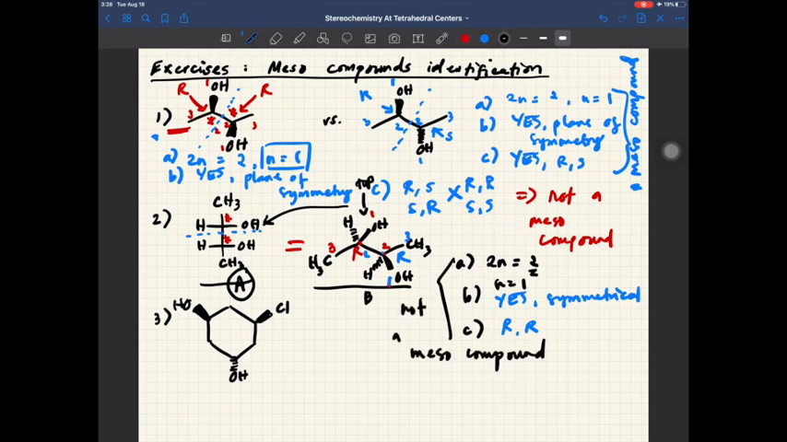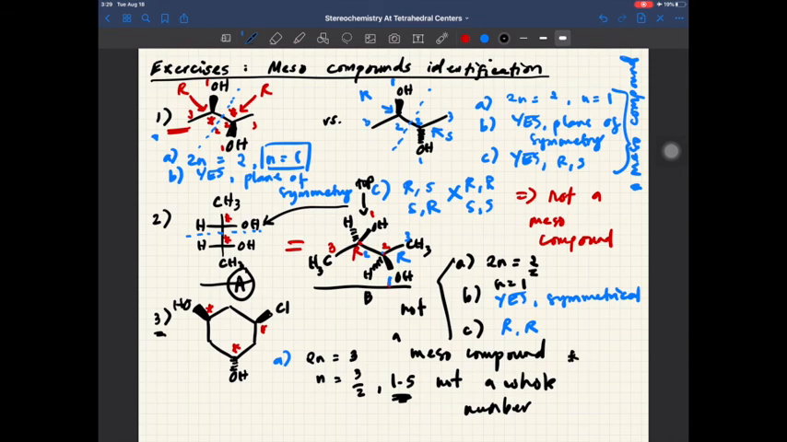Finally, our last example for this chapter would be example number 3. Take note, we have 3 chiral centers here. And we are to examine if it's a meso compound or not. The first criterion would be determining the value of n. So 2n is equal to 3 and n is equal to 3 over 2, or 1.5. So basically this one is not a whole number. So automatically this one is not a meso compound.